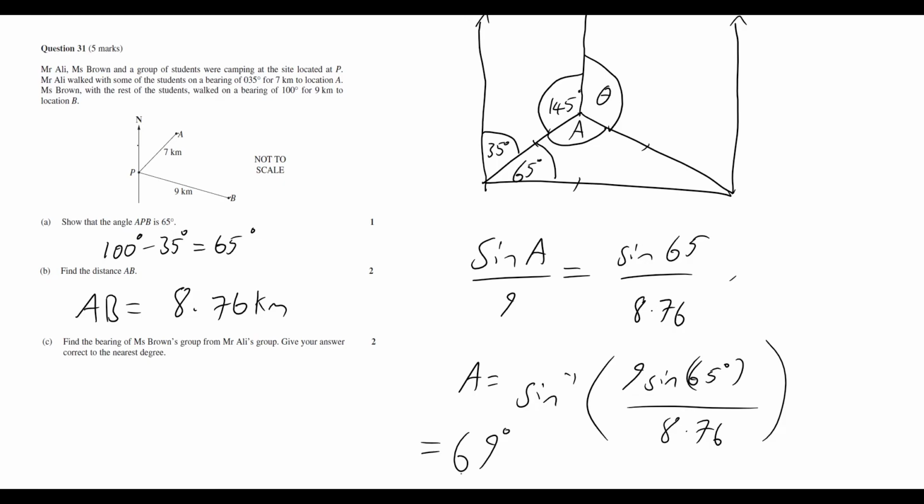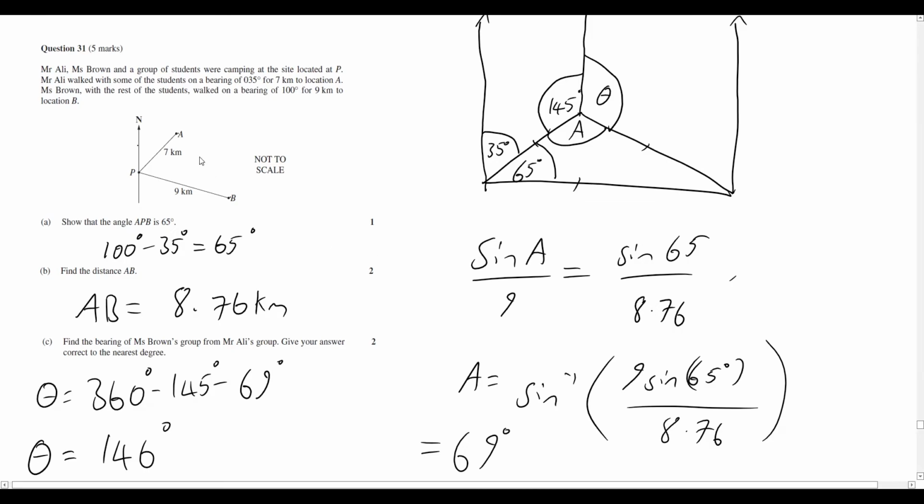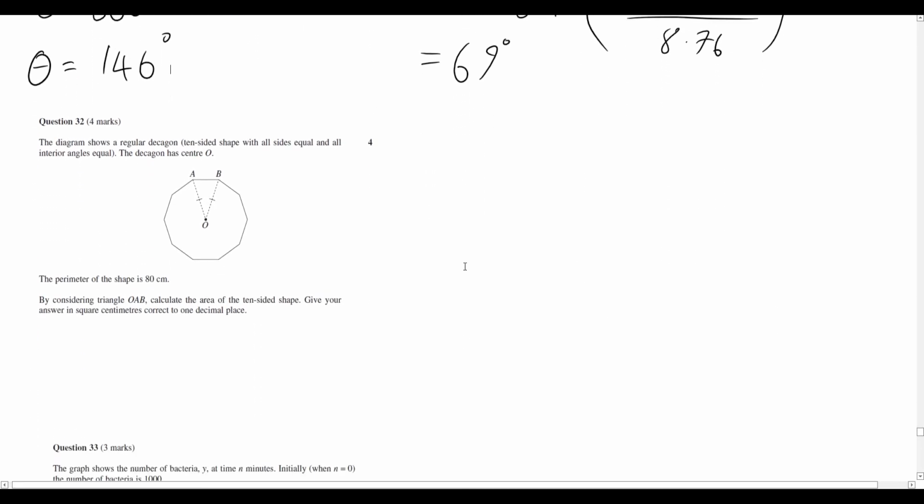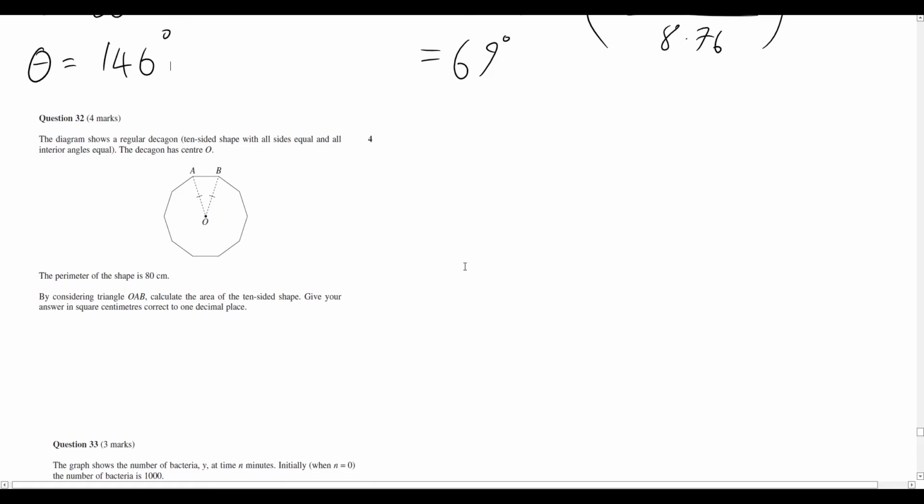Okay, so now to figure out our angle theta, all we need to do is think, well, what's 360 minus 145 minus 69, and again, all of these are in degrees. So when we put that into a calculator, we find that theta, the bearing of Mrs. Brown's group from Mr. Ali's group, is now going to be equal to 146 degrees. And there we go. So that's our solution to question 31. Again, a little bit of a lengthier problem, but it is a 5 marker, so you should allow some additional time for that. Okay, question 32.